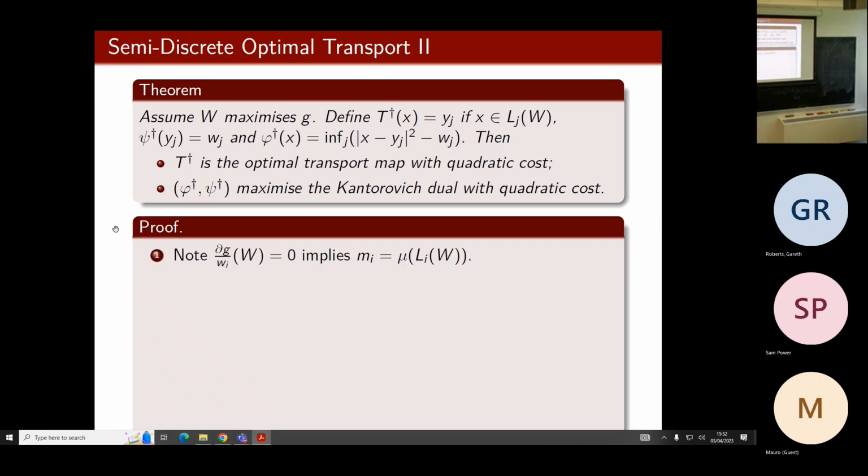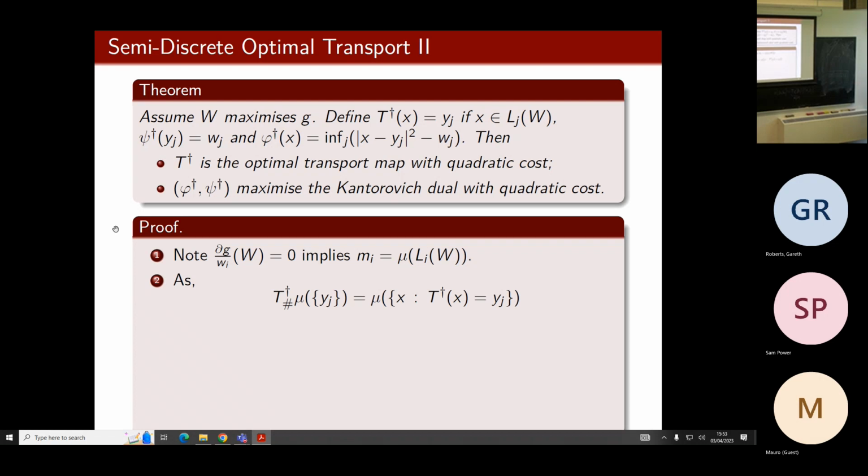And the proof is actually relatively straightforward. Another mistake: obviously there is a derivative missing here. If my w are optimal, then I know that the derivative of g with respect to wi is 0. So I have the mass conservation.